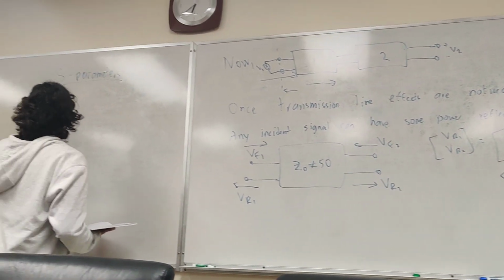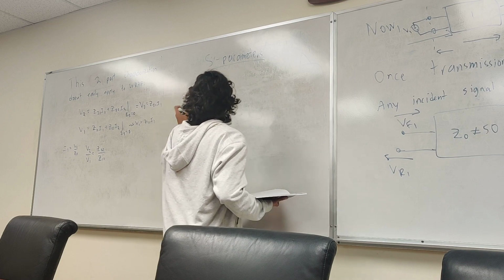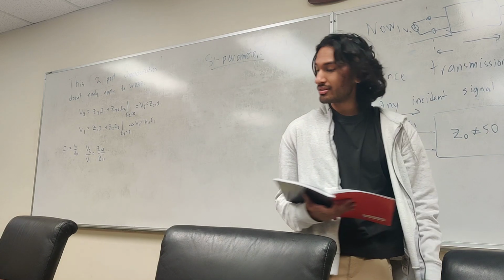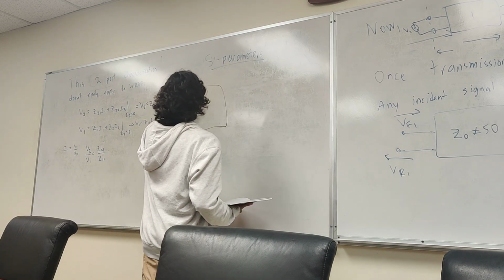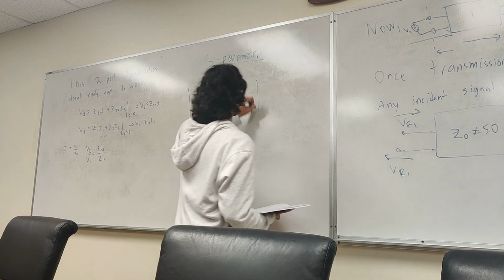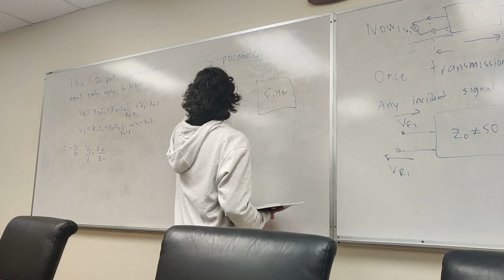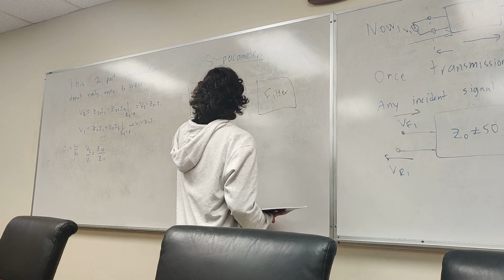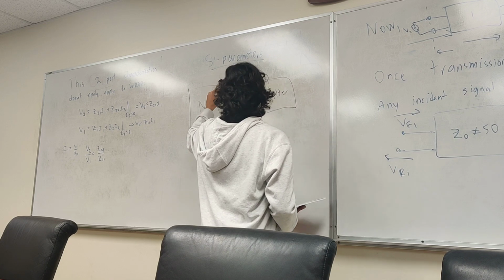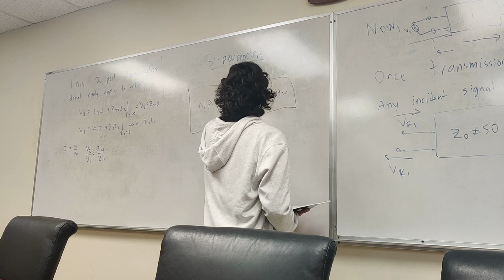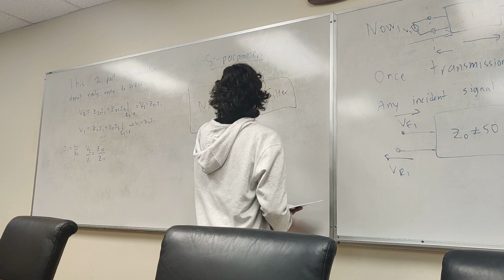This is our network analyzer. Over here, this is our filter. And ideally this has like a 50 ohm termination here, and this should also look like 50 ohms, right? I'm going to look at this, and we just hook these up, right?